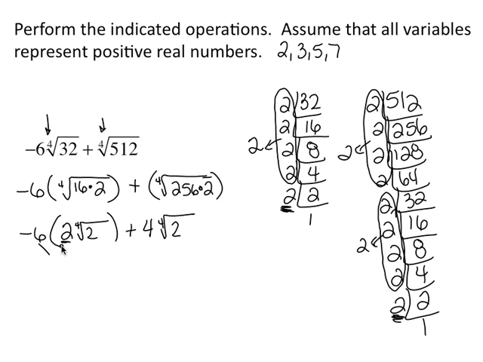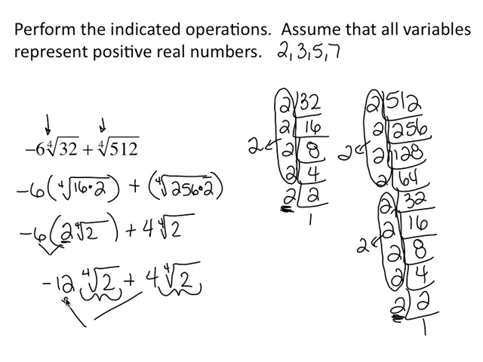Now at this point, we need to multiply this -6 with this 2, and we get -12 times the fourth root of 2, plus 4 times the fourth root of 2. The rule states that if the indexes are the same and the radicands are the same, if this part is exactly the same, then we can add the coefficients. So we take -12 plus 8, that gives us -8, and then the fourth root of 2. And this is our answer.